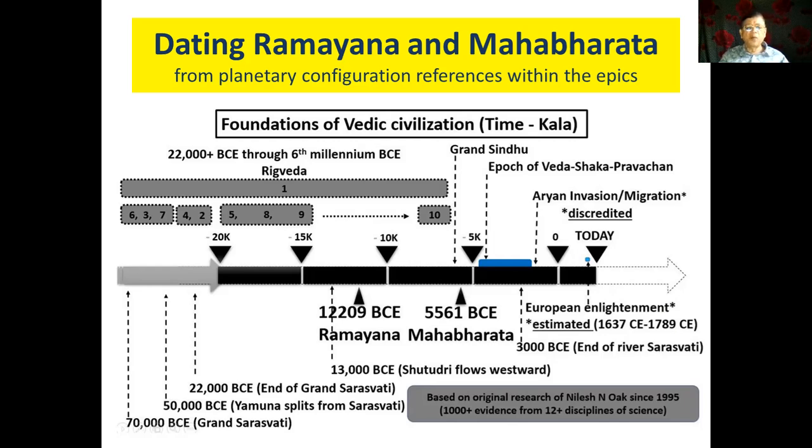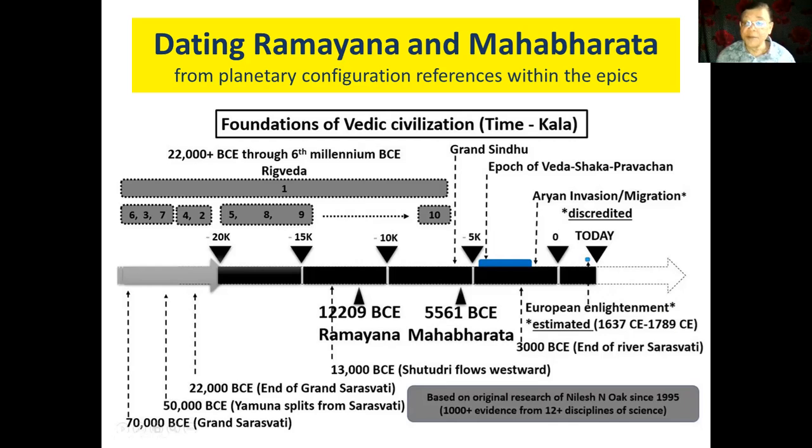But there is no really good evidence for any of these dates. There is no archaeological evidence, though there is some which I'll talk about. But by astronomical internal references, these epics turn out to be very, very old. Now, you know that these are huge epics. Ramayana has 10,000 verses, and Mahabharata has 100,000 verses.